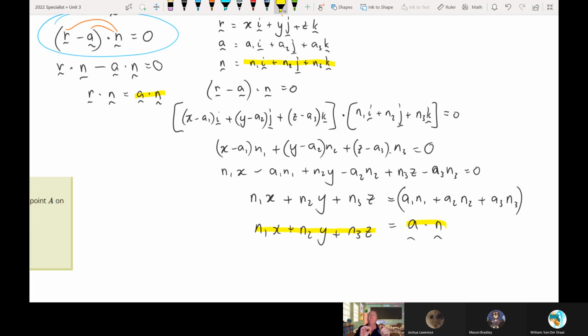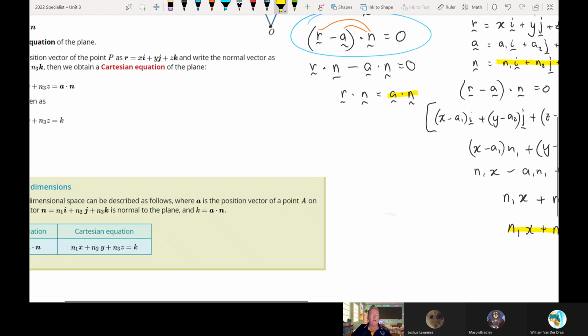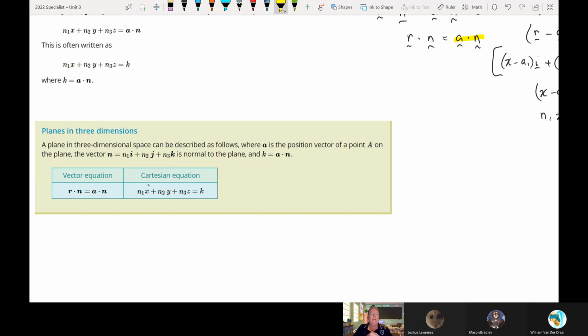So to define the Cartesian equation of a plane, we need the normal. The coefficients of our x, y, and z are just the normal, and what it's equal to is the A dot n part. So a point and the normal. If you look over here, there's my Cartesian equation. N1, N2, N3 are the coefficients that define the normal, and then we've got our K, which is A dot n.